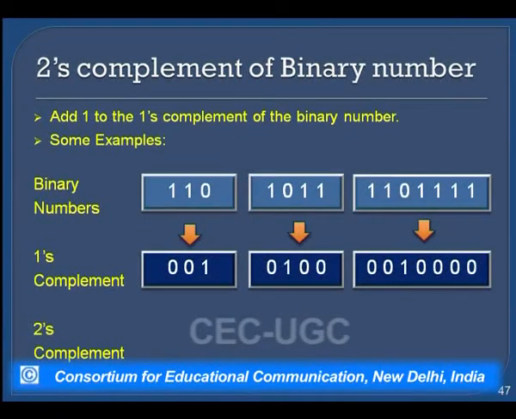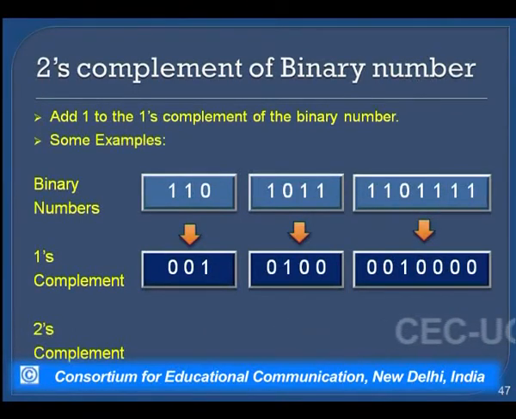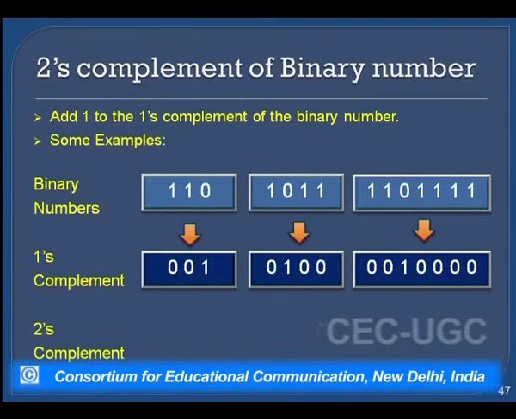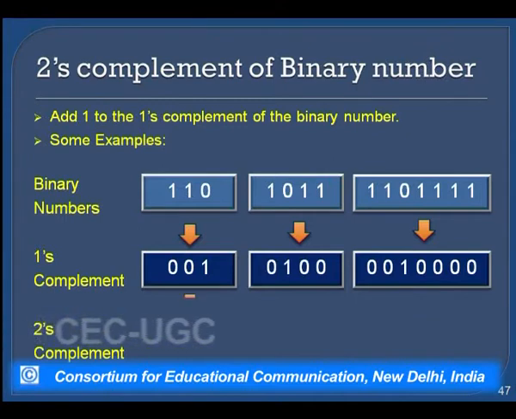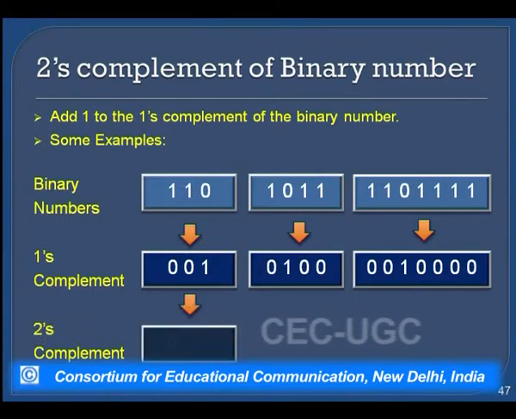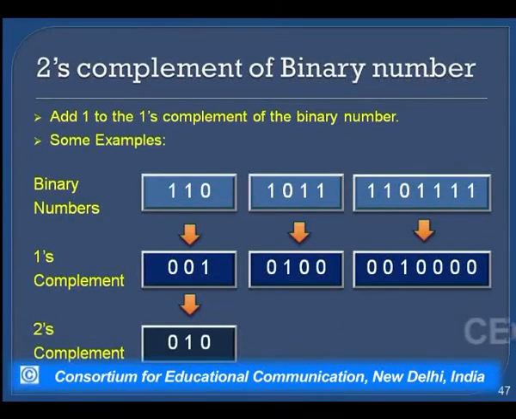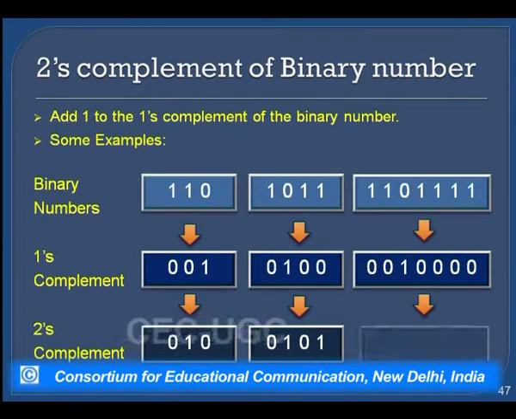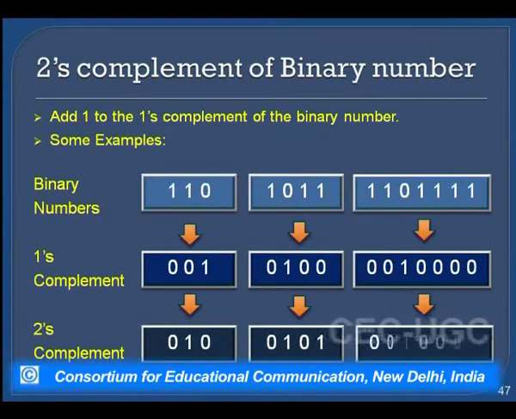In a 2's complement, once we get the 1's complement, we add 1 to it to get the 2's complement. So, given the binary number 110, the 1's complement is 001 and the 2's complement is 001 plus 1, which makes it 010. Similarly, in the next number we see 0100 plus 1, that will be 0101.